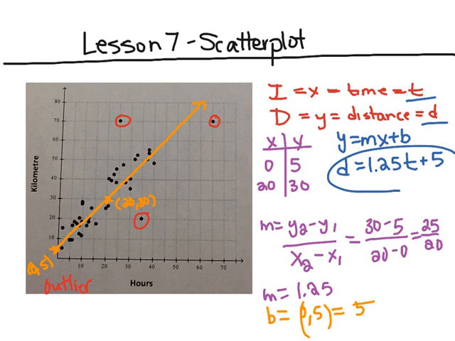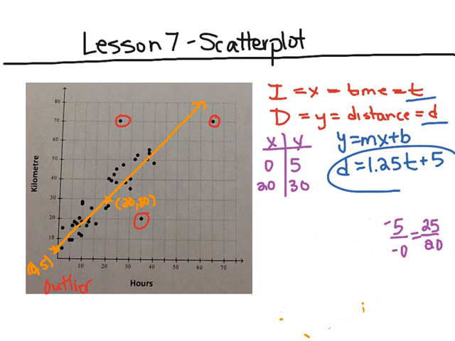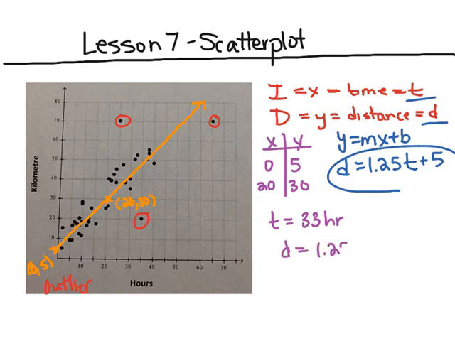Using the equation for the best fit line, and also our graph, we can estimate information. So we want to estimate the distance at 33 hours. So we're going to do it with our equation and with the graph. I'm just going to erase this. So we want our time to be 33 hours. So we're going to plug in t to be 33. So d is equal to 1.25 times 33 plus 5, which is equal to 46.25.